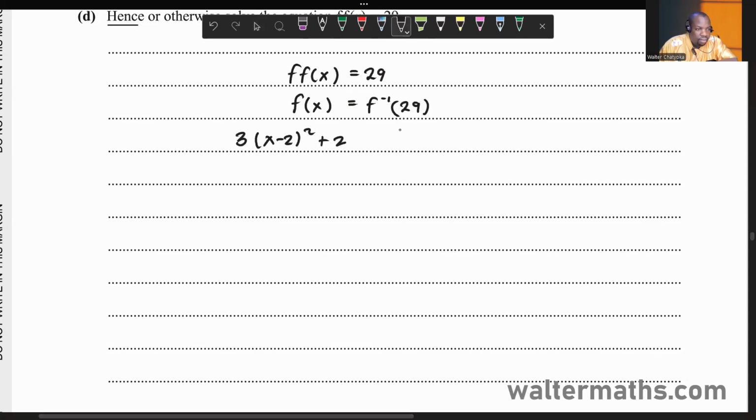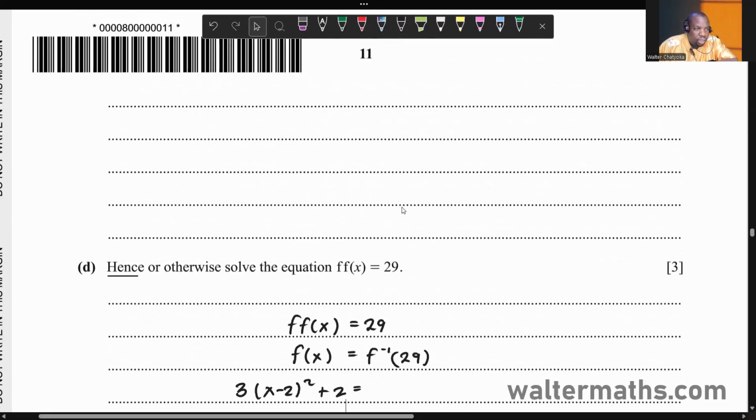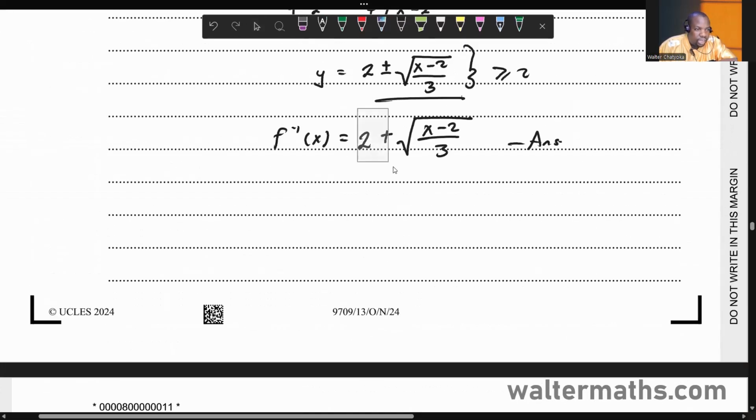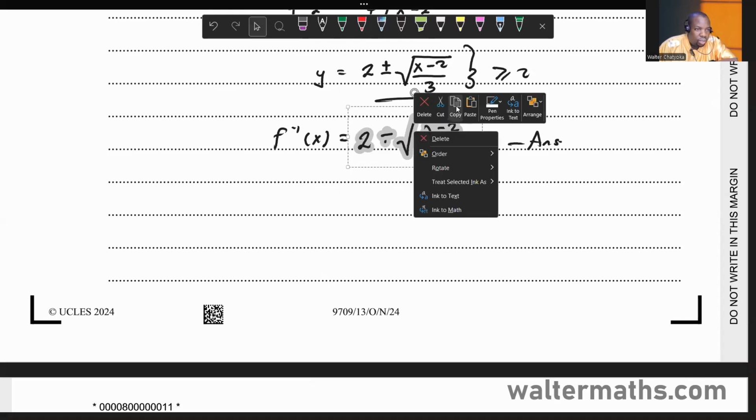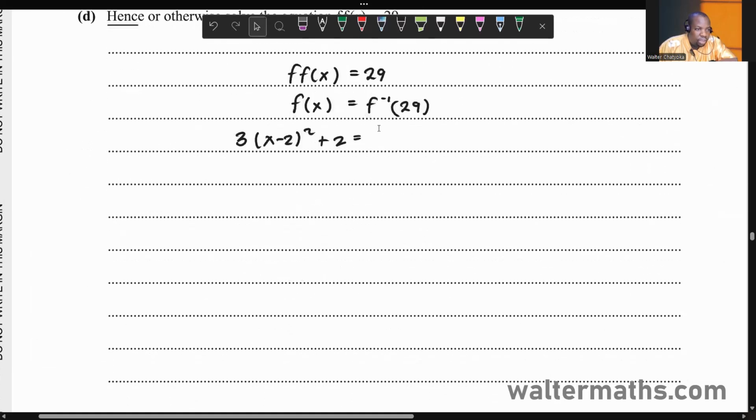And for f inverse of 29, we had gotten f inverse to be this, right? So we're going to make use of this, and I'm going to put it here. In place of x, we're going to put 29. So that's going to be 29 minus 2, 29 minus 2 over 3. That's like 27 over 3, which is 9. Square root of 9 is 3. 2 plus 3 is 5. So we have 5 on the right side here.